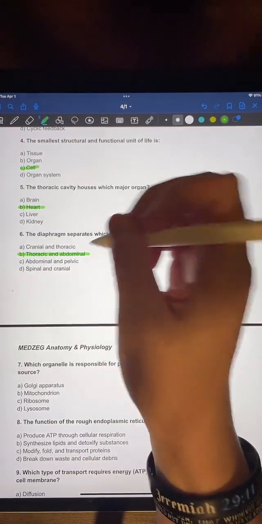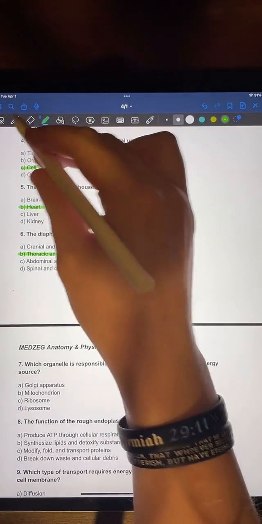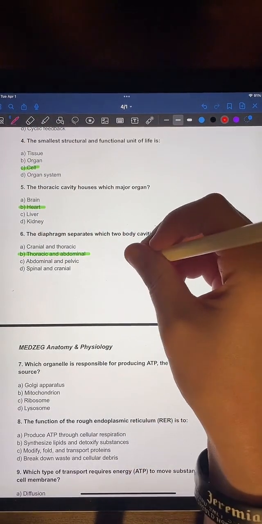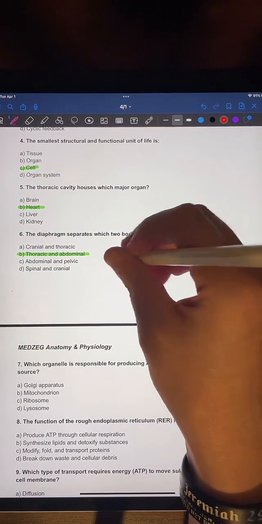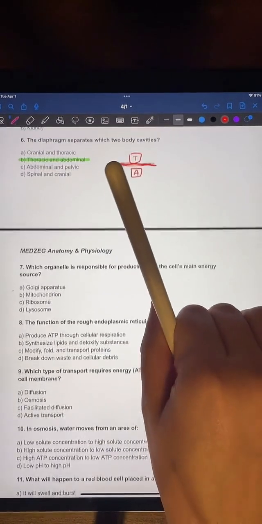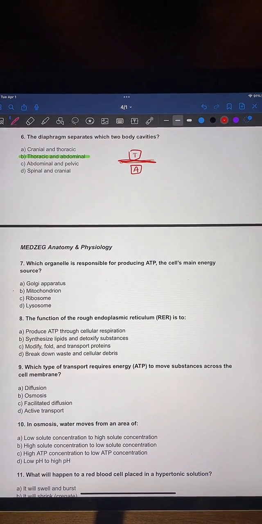The answer is B. It is thoracic and abdominal. So if we have our thoracic and our abdominal, the diaphragm is what separates them. Moving on to number 7, which organelle is responsible for producing ATP, the cell's main energy source?